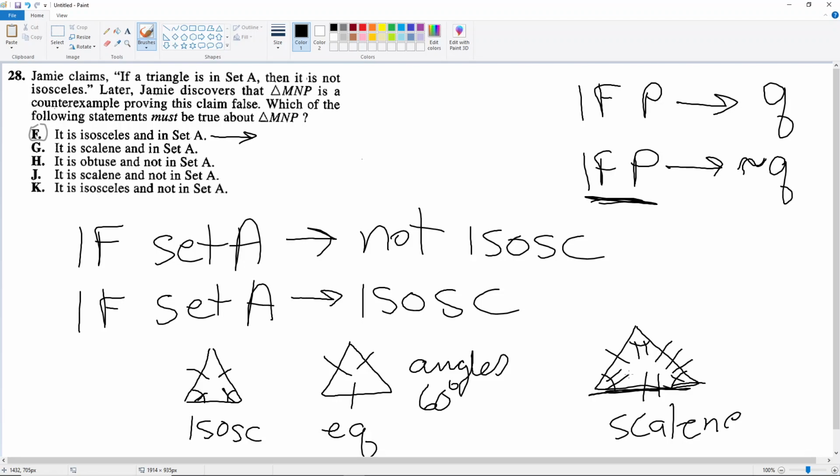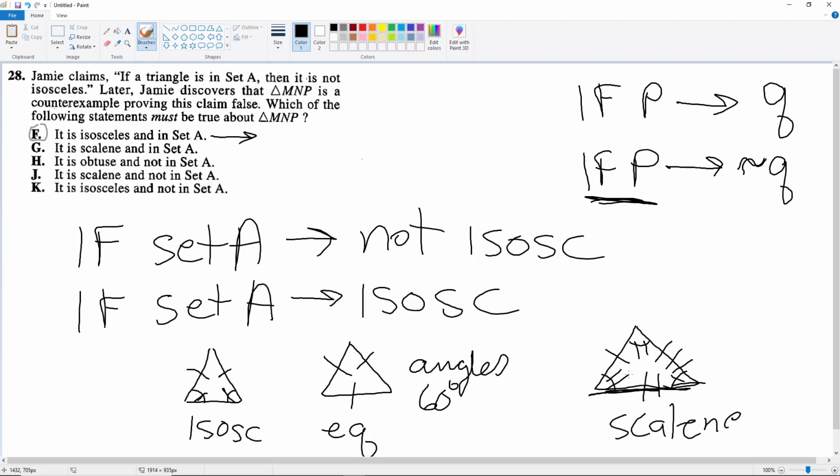The counterexample is: if in set A, not isosceles. In other words, it is isosceles. And that's what F is. G says it is scalene and in set A. Well, a scalene triangle is not isosceles. So G is the original statement: if in set A, it is scalene, it's not isosceles.